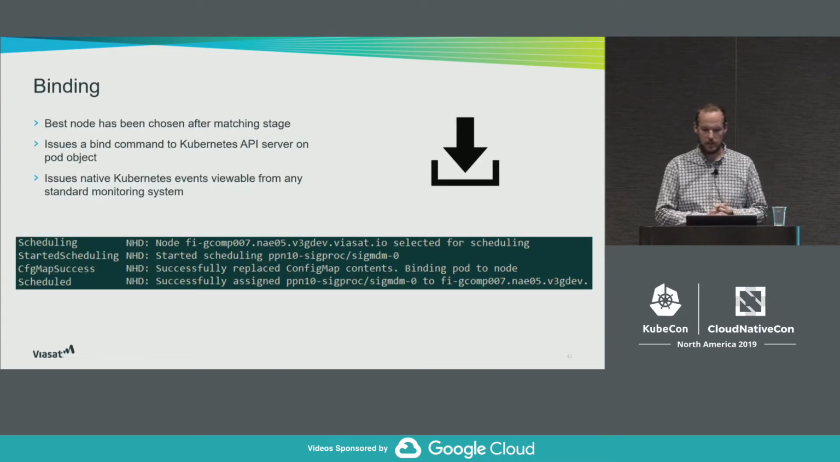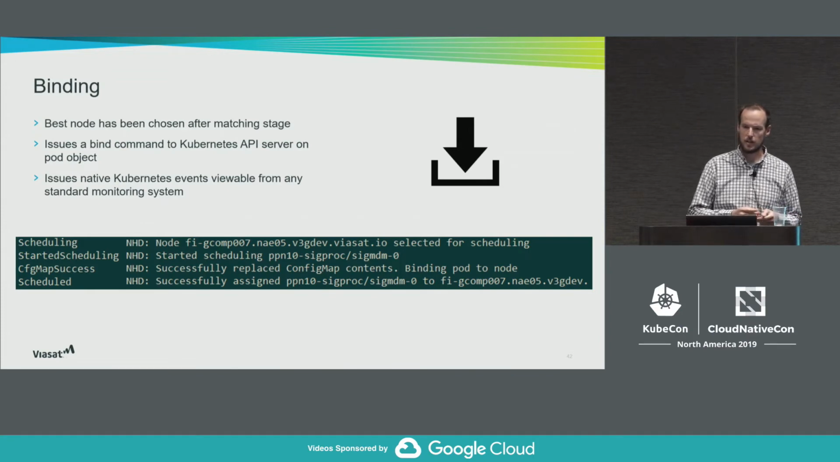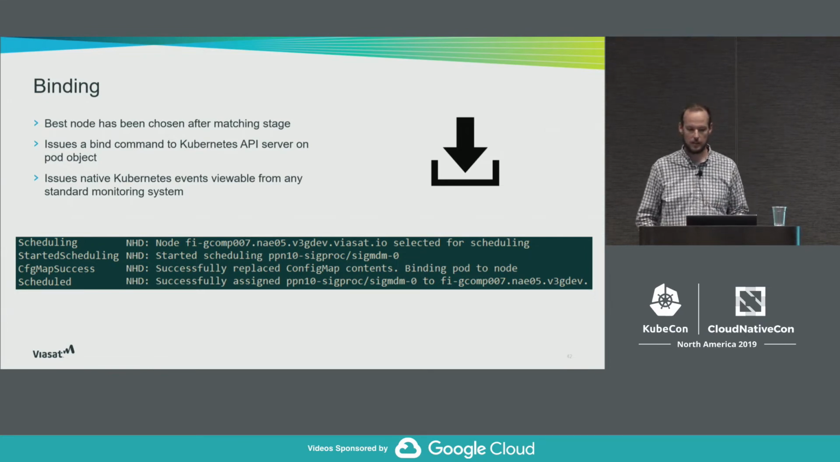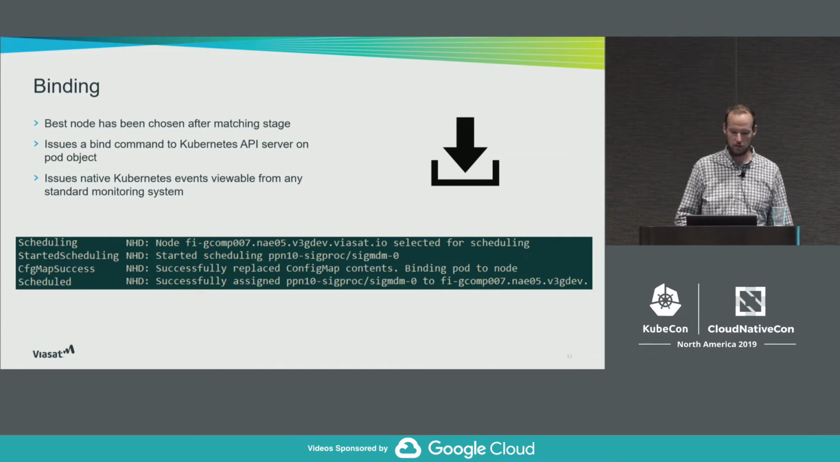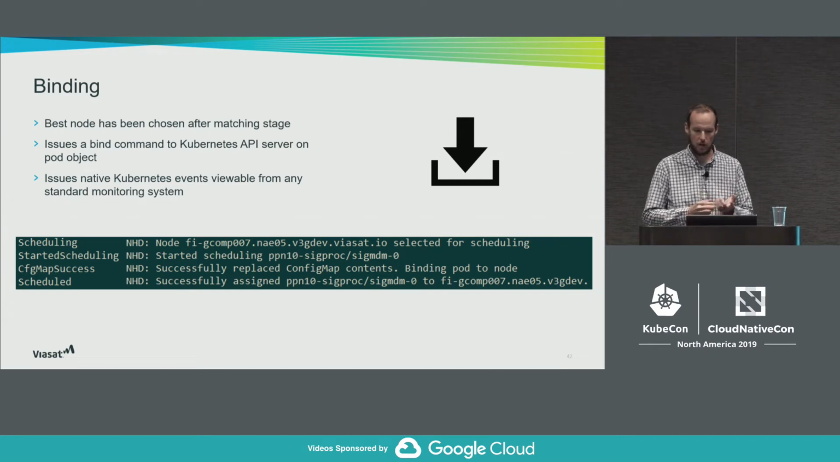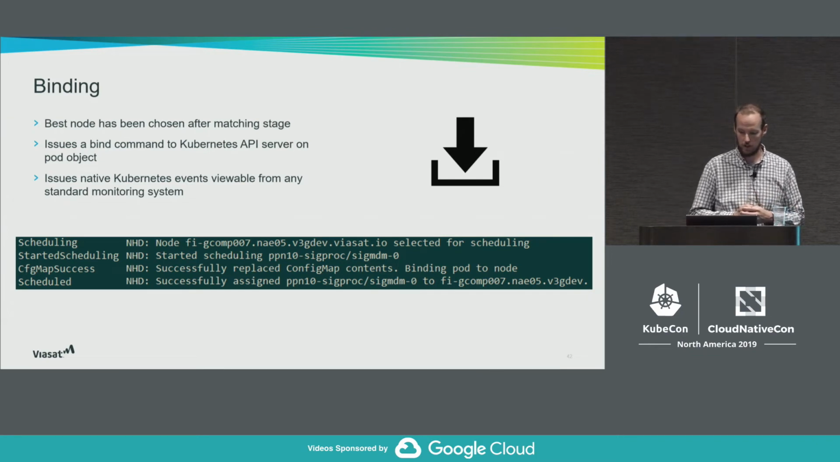And so the last thing it does is it binds the pod to the node. So this is exactly how the Kubernetes scheduler does it. It issues a bind command through the API server that basically sets the node parameter on the pod to the node that we want it bound to. And then it makes native Kubernetes events that will tell it that it's binding. So if you look at kubectl get events, you will see something like at the bottom there showing that it's scheduling onto that node.